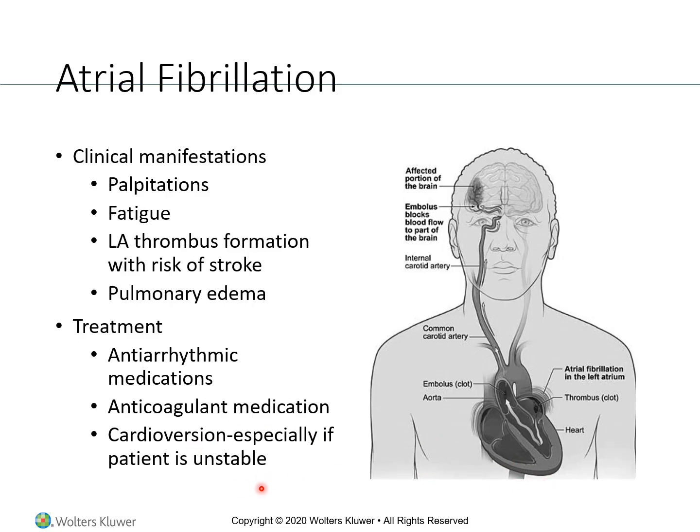We especially use cardioversion in patients who might be unstable. So again, these are the patients with really rapid ventricular rates who might have really low blood pressure, really poor cardiac output, and the danger of things like pulmonary edema and heart failure because of those rapid rates.